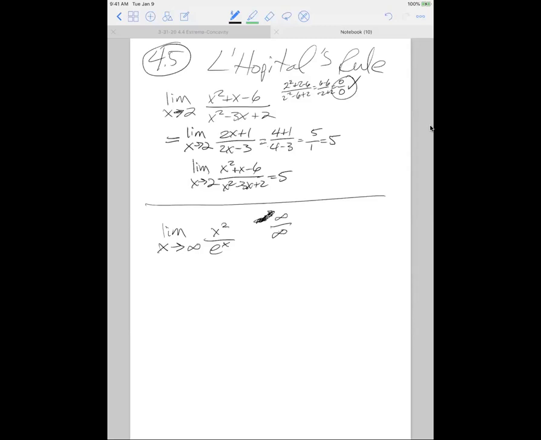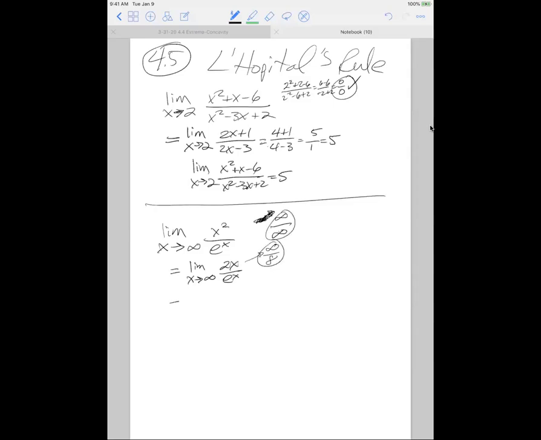Therefore, the limit as x goes to infinity of x squared over e to the x is equal to the limit, and remember, this is an important part, write out that limit symbol, as x goes to infinity of the derivative of the top over the derivative of the bottom. Notice again, what do we get? We get infinity over infinity. So as a result, we can use L'Hopital's rule again, a second time.